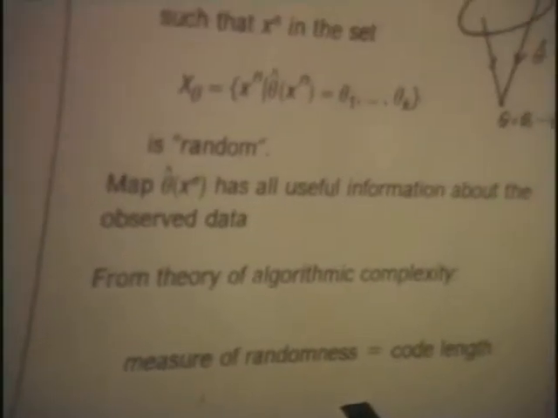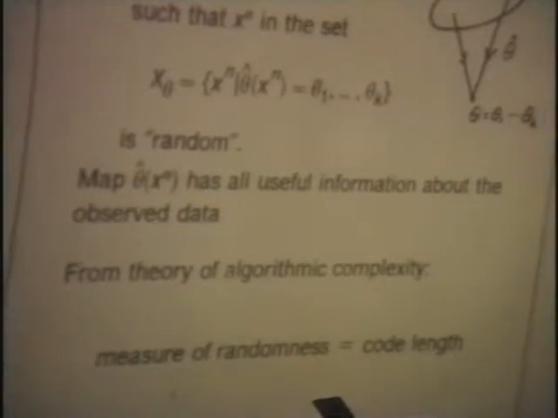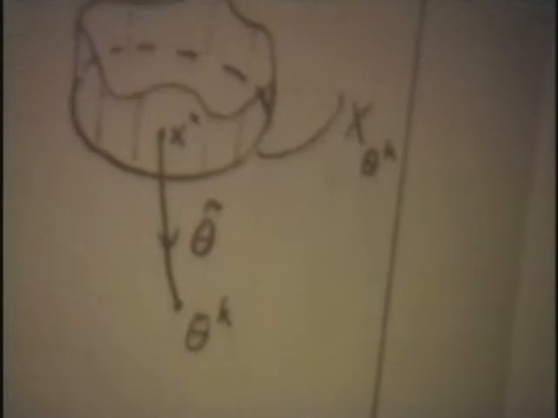Now, there is this word random. What does that mean? Well, we borrow from the algorithmic theory of complexity. A measure of randomness would be a code length. And then, in the next foil, we would indeed have an ideal situation: for some number of parameters and for some statistic, if the induced density function that you get on the set of data that gave rise to this parameter is independent of the parameter values themselves, you would have sufficient statistics at hand.